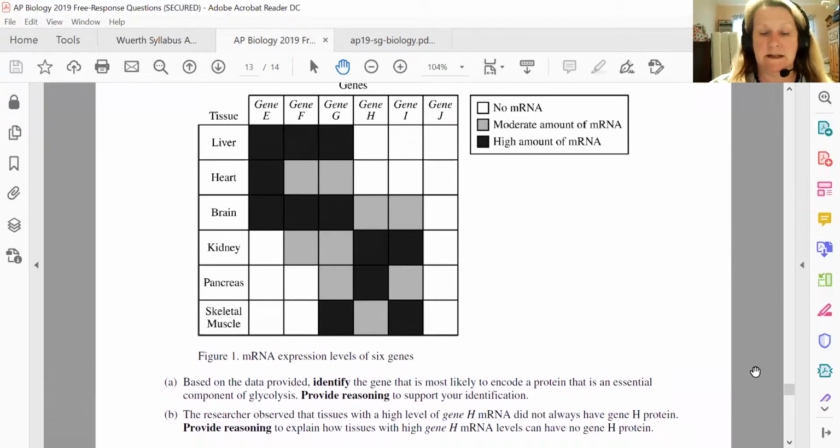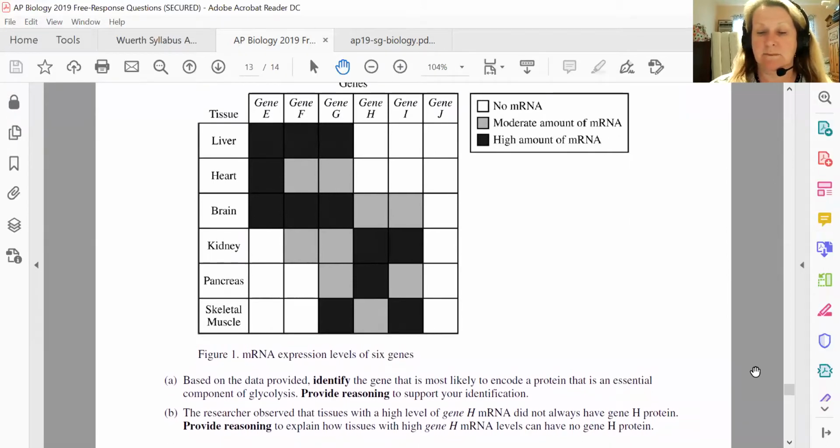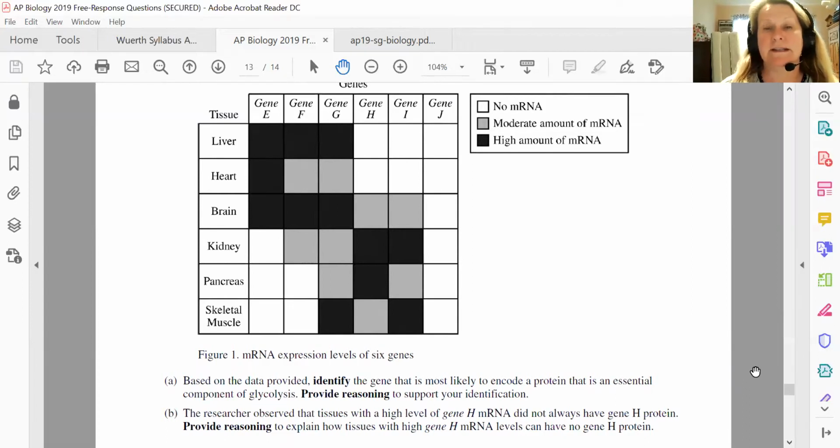A, based on the data provided, identify the gene that is most likely to encode a protein that is an essential component of glycolysis. Provide reasoning to support your identification. So let's think about glycolysis. Now, glycolysis occurs in which part of the cell? That's right, glycolysis occurs in the cytoplasm. So what cells do glycolysis? And if you said all cells do glycolysis, you're also correct. Even prokaryotic cells do glycolysis, okay?